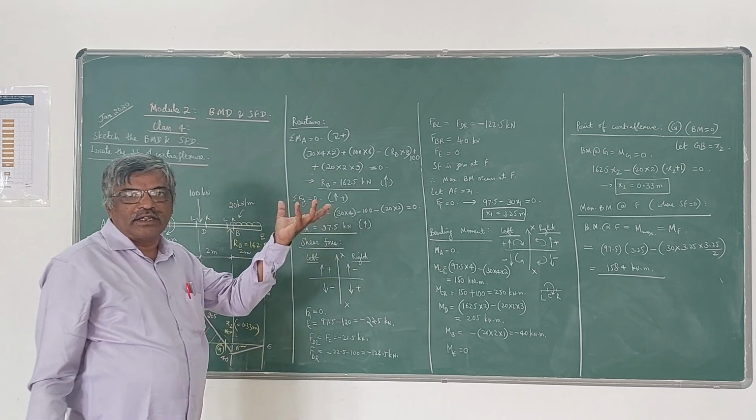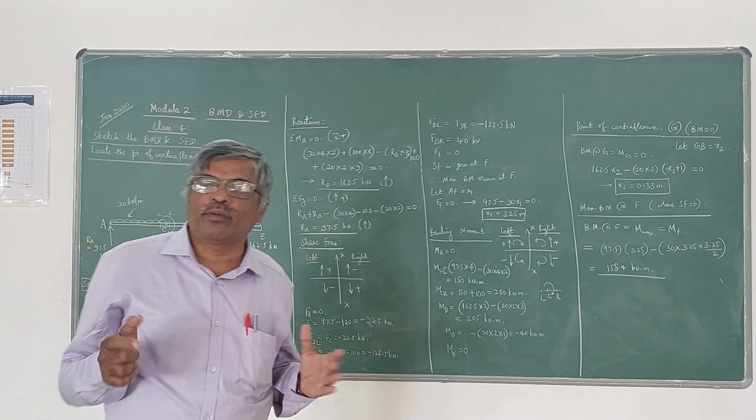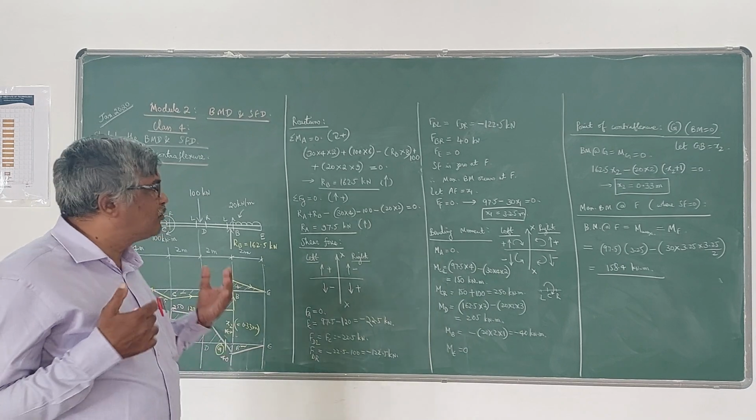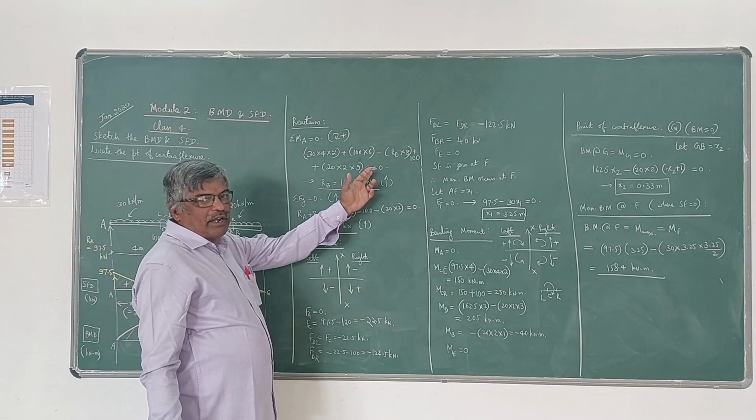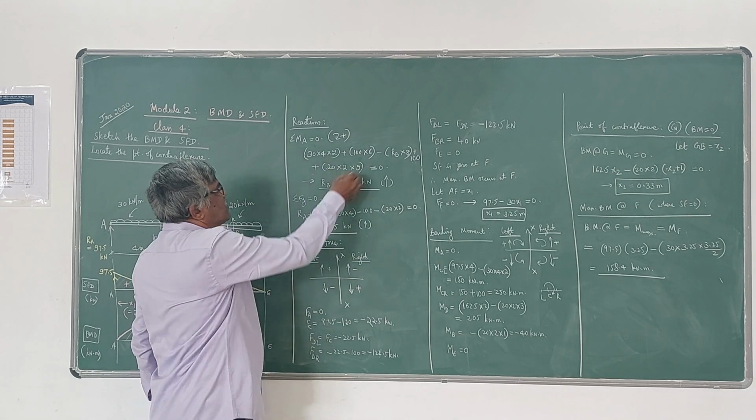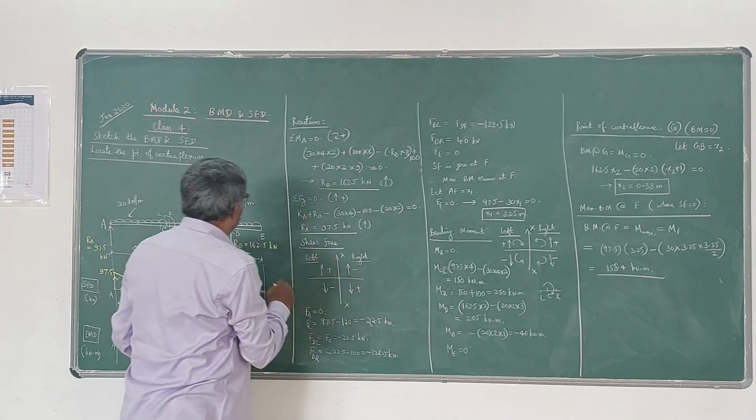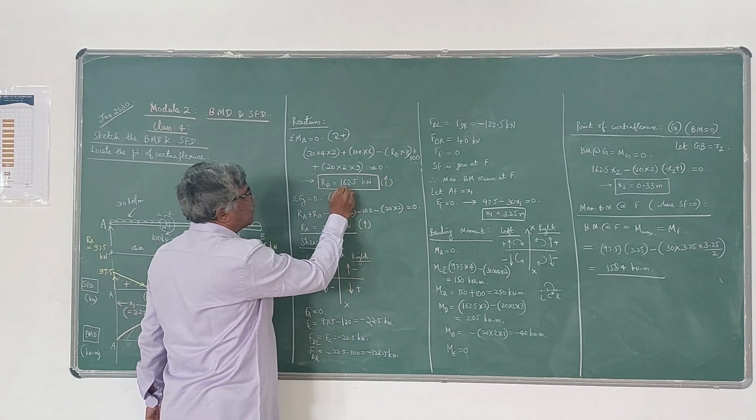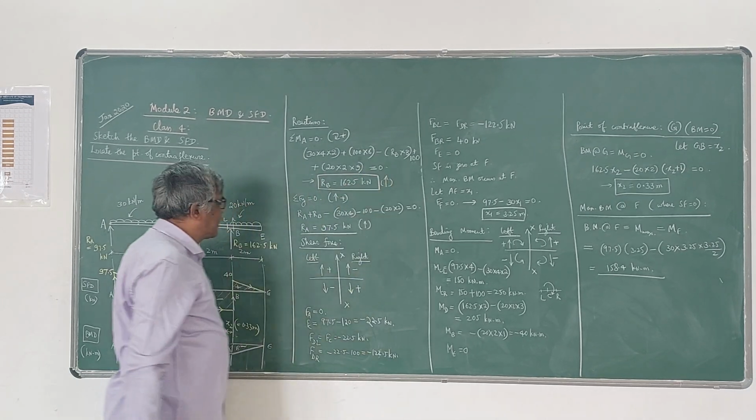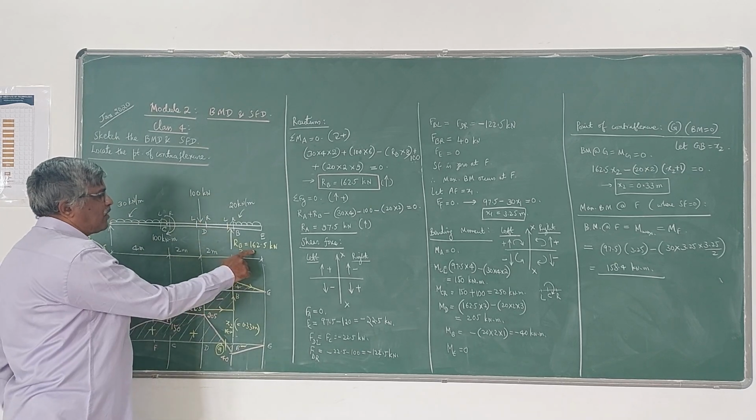So what we have done is, we have written the algebraic sum of the moments of all the forces about the point A and equated it to 0. This is the moment equilibrium equation. If you solve this, you will get RB as 162.5. So 162.5 kN, you are getting a positive value, that means the assumed direction of RB is correct, it is upwards.